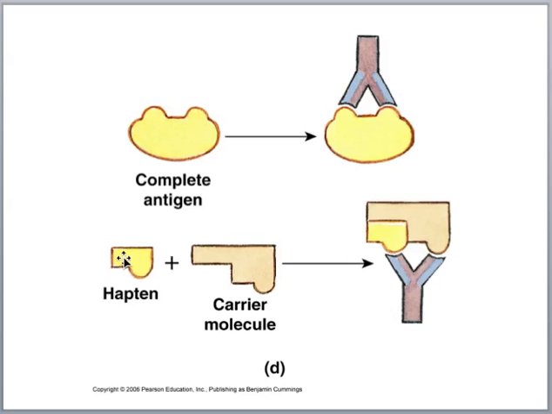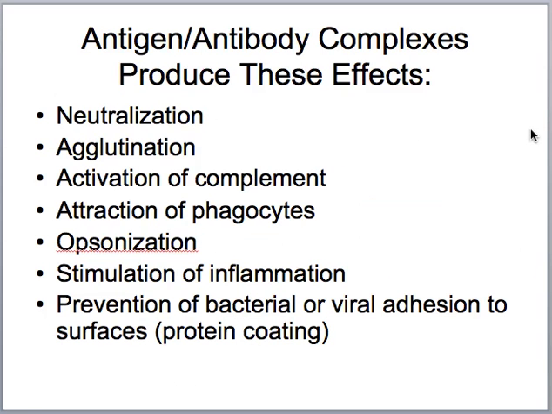Here's a hapten, or an incomplete antigen. Here's a carrier molecule, so that this little guy fits right in here, and then it will now make a complete antigen and allow antibodies to bind to it. And why is this a problem? Well, here's the reason. Antigen-antibody complexes will produce these important effects, and they normally are good effects when you're trying to deal with a foreign invader. So let's look at these.